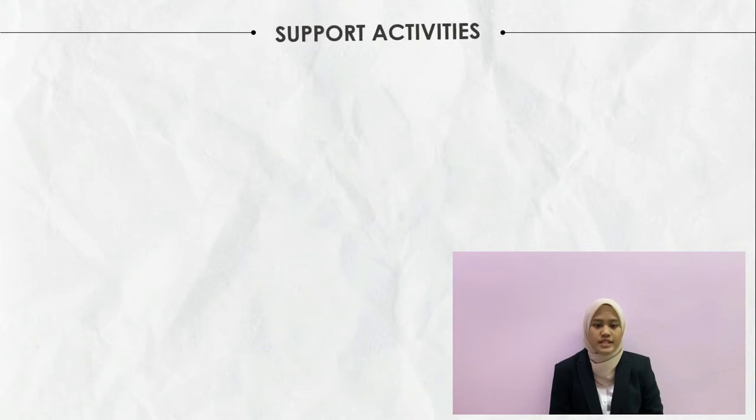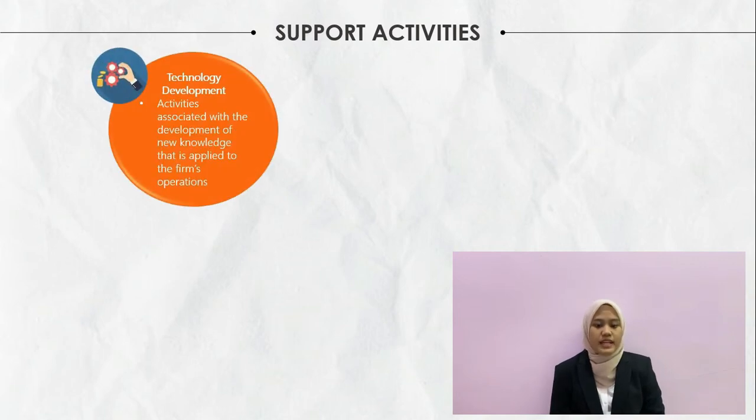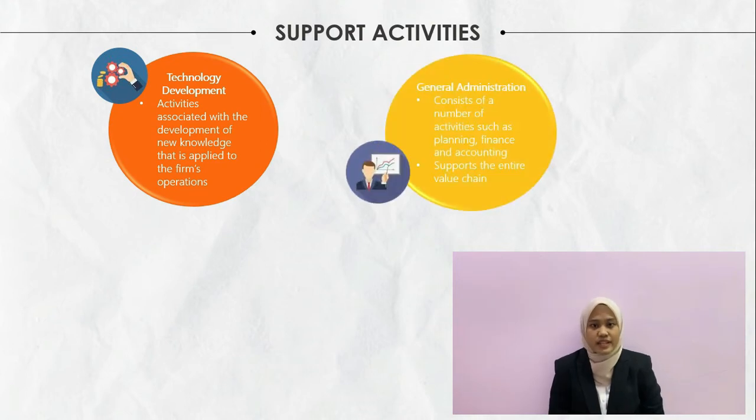Now, we will move to the support activities. There are 4 activities under support activities. Firstly, technology development. It is an activity that refers to the development of new knowledge that applies to the organization operations. Next, general administration. General administration consists of a number of activities including general management, planning, finance, accounting, and legal and government affairs. This activity involves the effective planning system to attain overall goals and objectives and excellent relations with different stakeholder groups.